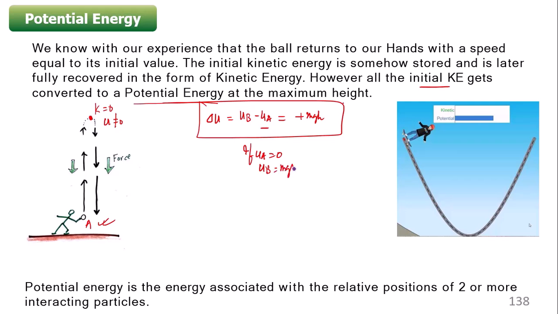If I say U_A is not zero, let us say I am saying U_A equals mgh, then U_B becomes how much? 2 mgh. That means every time you have to take care about the value of U at the initial position A. Once I know the U_A value, then correspondingly I can calculate the value of U_B such that the difference of potential is always constant.